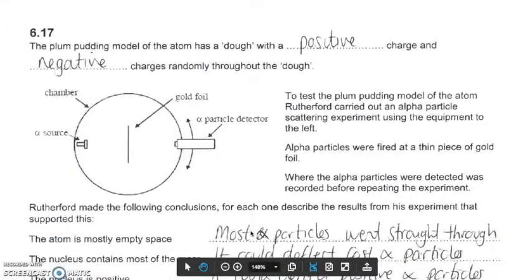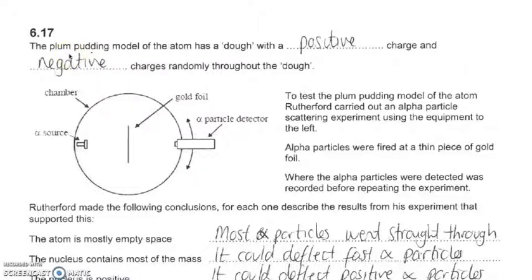So let's have a look at how the model of the atom developed. What we originally thought of was a plum pudding model. We thought of it as dough with a positive charge, and then negative charges randomly arranged throughout the dough. If you think of a Christmas pudding, that would be your positive charge, and the raisins and fruit would be the negative charges, just randomly arranged.